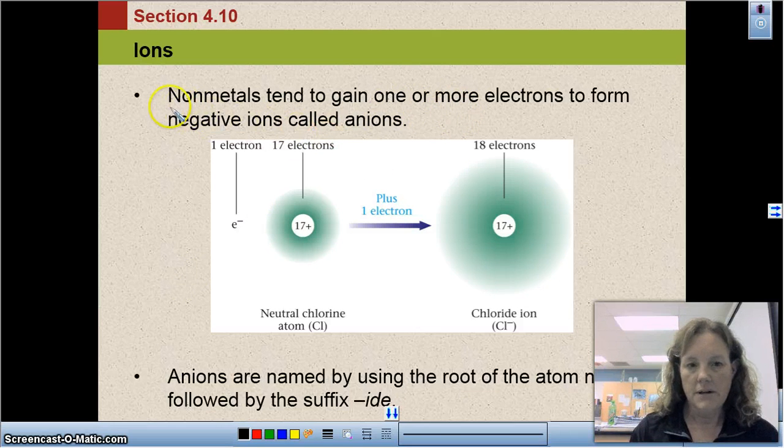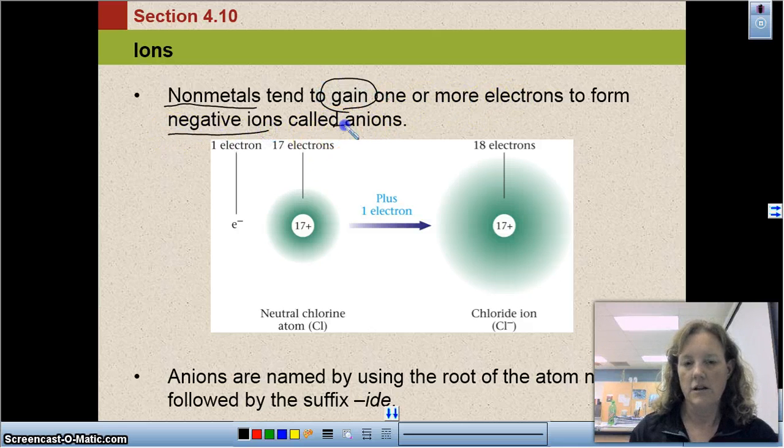So nonmetals, remember where those are out on the periodic table to the right of the stair step, they gain one or more electrons and they form negative ions, and these are called anions. So here we have a neutral chlorine atom. It has 17 protons in the nucleus, 17 electrons. That's the overall charge of 0. It gains 1 electron. When that happens, we have 18 electrons, and we have 17 protons, so we end up with a charge of minus 1.